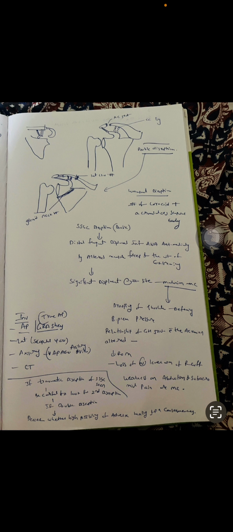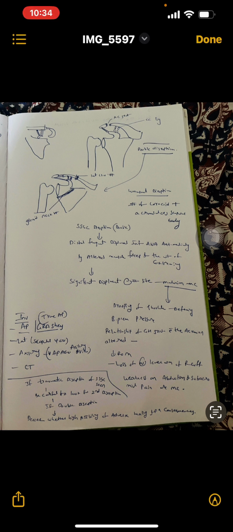If a traumatic disruption of the superior suspensory shoulder complex is seen, be careful to look for a second disruption. Whether the second disruption is present or not. If a double disruption is present, decide whether there is displacement, a high possibility of adverse healing and functional consequence. If so, surgical management of either one or both of the disruptions can be suggested.